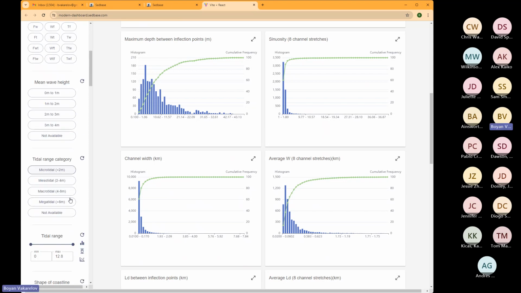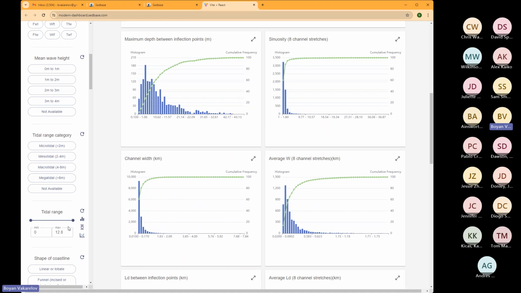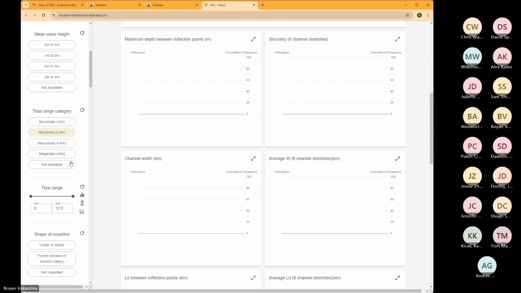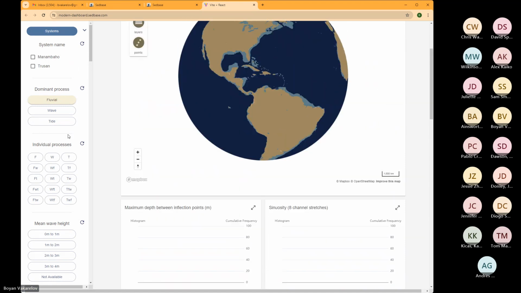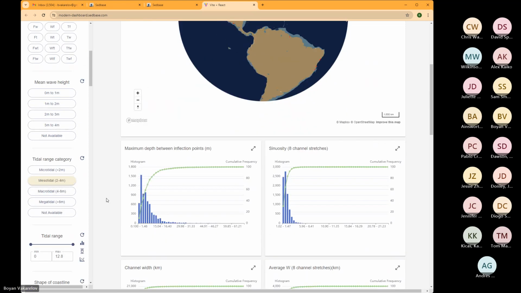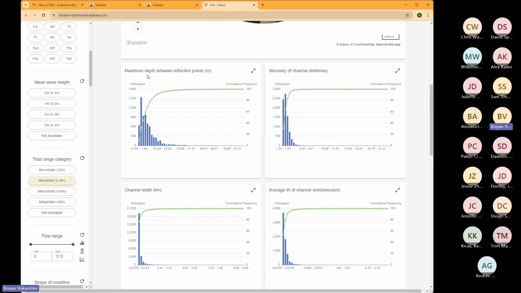Let's say that we are seeing tidal influence in our systems as well. Let us see what the effect of tidal range is. We are still under Fluvial dominated, but of course we don't have Fluvial dominated tidal channels, so let me deselect that. Okay, so now we get a feeling for the depth range of mesotidal channels under mesotidal settings. This is tidal range between 2 and 4 meters.